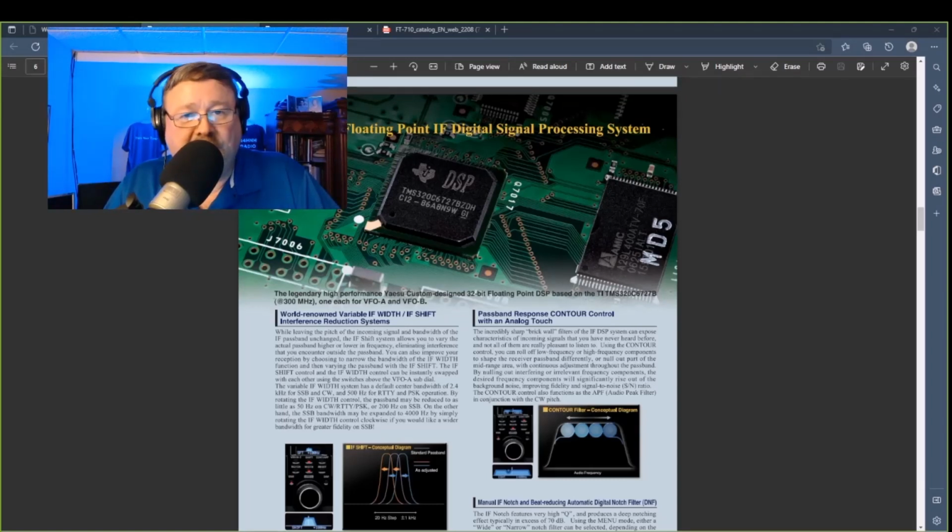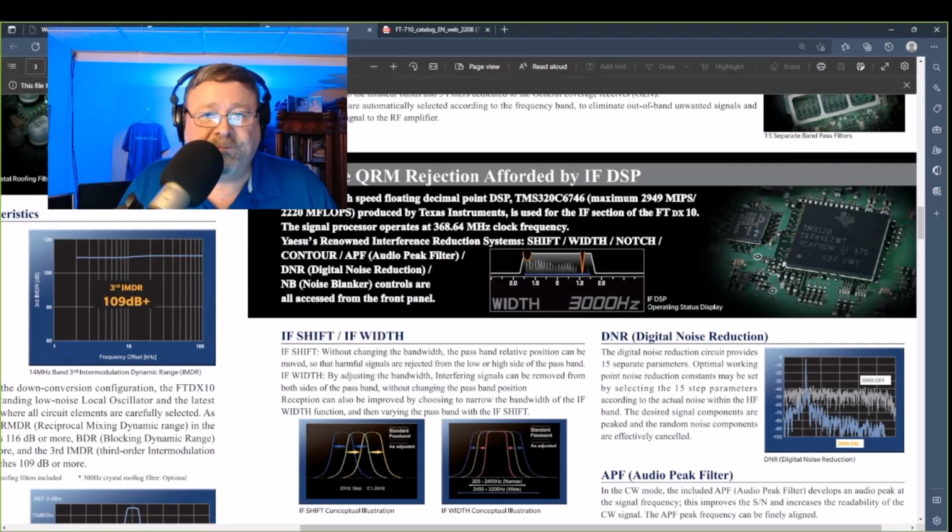And so, long story short, I walked out with a 5000 MP and have never regretted that. Again, this DSP chip was also used in the FTDX 1200, the FTDX 3000D, and of course the 5000, and it runs at 300 megahertz. That's the clock speed. So now let's move forward to the FTDX 10 brochure.